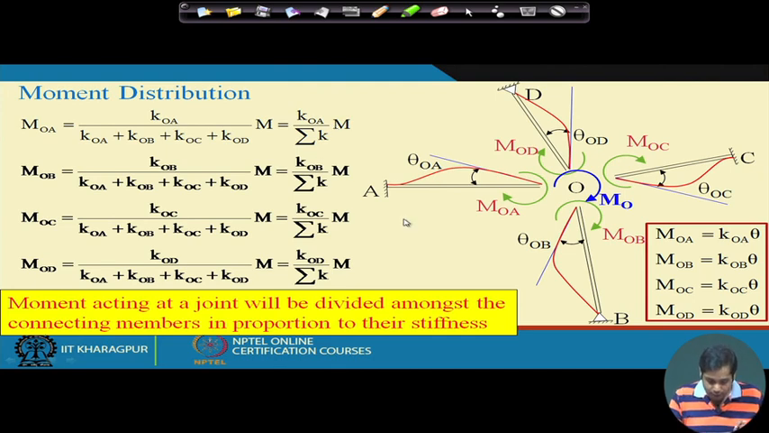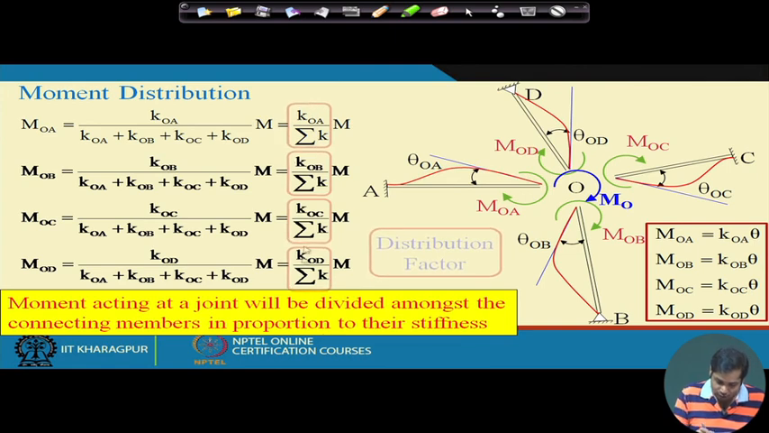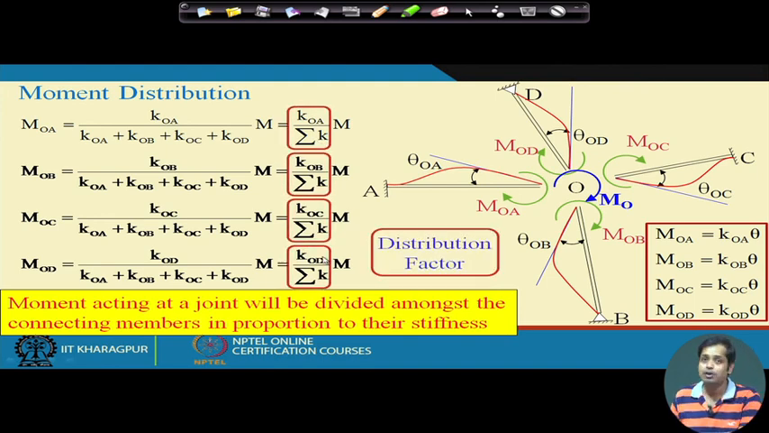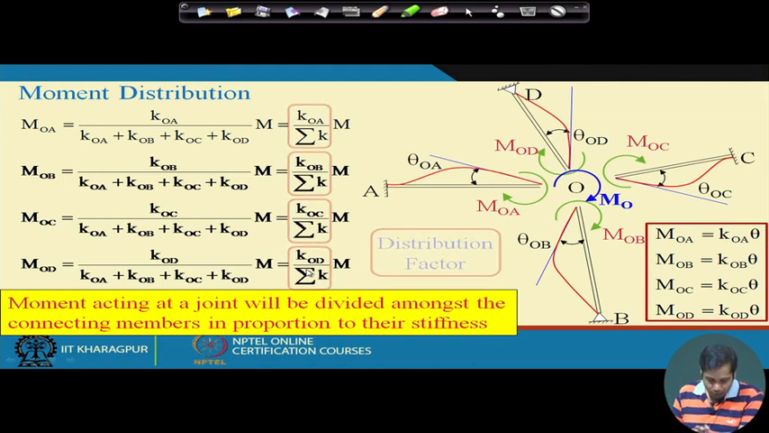Okay. Now, these factors are called distribution factors. Okay. Why are they called distribution factors? Because these factors essentially give you how the moments will get distributed. Okay. And the summation of all these factors should be equal to 1, which is obvious from their expression. Okay. So this is the distribution factor.